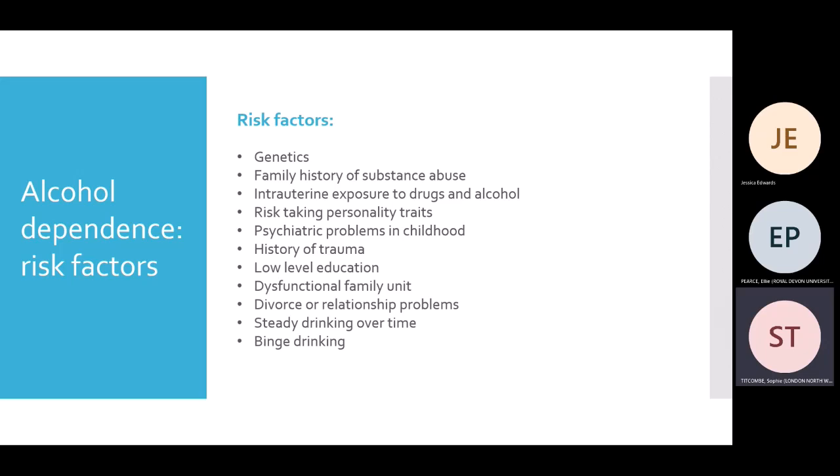So when we think about who's at risk for developing alcohol dependence, there is a genetic component to it. So there's an increased risk of dependence among relatives of already dependent individuals. Likewise, there can be some things that have happened very early on in patients' lives which might increase the risk of dependence. So if there's been intrauterine exposure to drugs or alcohol, if they've had psychiatric problems in childhood, perhaps a history of trauma or low level of education, these are all known to be risk factors for developing alcohol dependence. And then, of course, we can look at things such as people who are drinking steadily over time, or people who are binge drinkers, are also at increased risk.